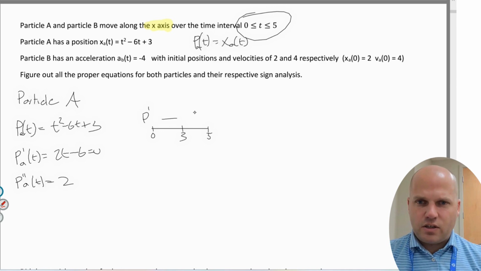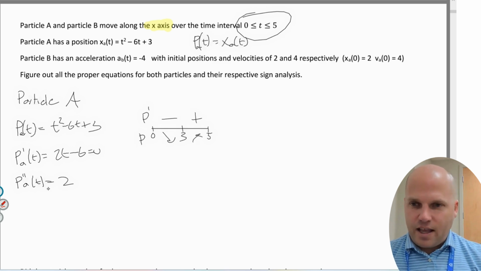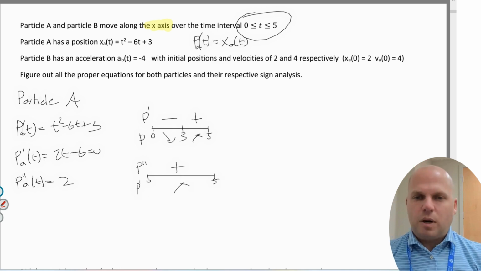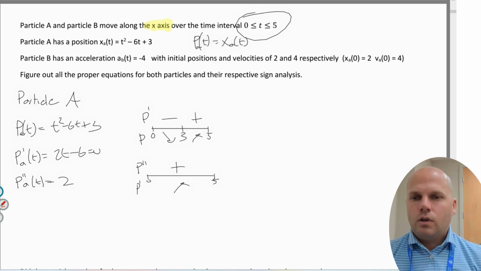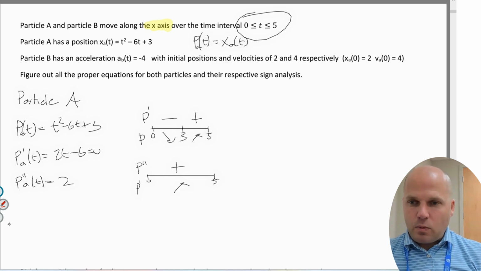I'll have negatives and positives, which shows me my position is decreasing then increasing. And then I'll have a second derivative analysis. My second derivative analysis is easy because it's just positive 2 the entire time. So it's a positive value, which means my velocity values are always increasing. My position's change is always increasing. My derivative is already increasing. Probably want my positions at 0, 3, and 5.